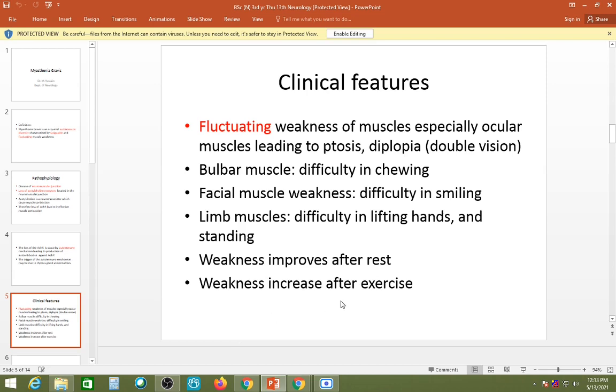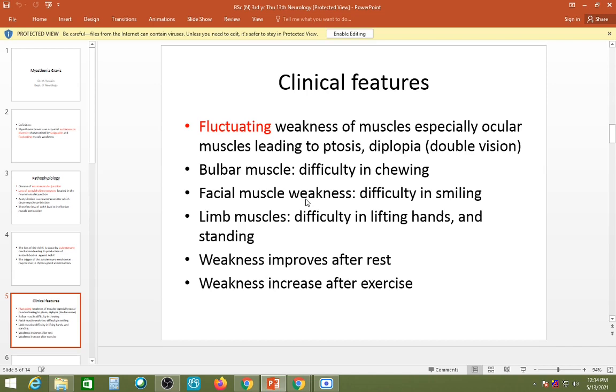So in the morning, the person can open his eyes, can eat, can walk, and can lift the hands. But after exercise, after working for a few hours during the midday, the person is a little tired and then the problem starts. The eyelids will start drooping. The person during lunch will not be able to have meat because they cannot chew. The person cannot lift the hands. They cannot stand. And again, if the person goes off to sleep and takes 1 or 2 hours rest, the person is going to become normal. So it is having fatigability and it is fluctuating.